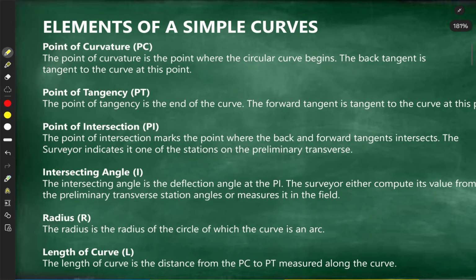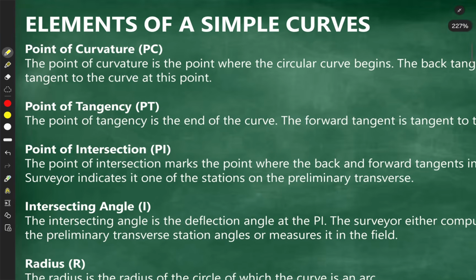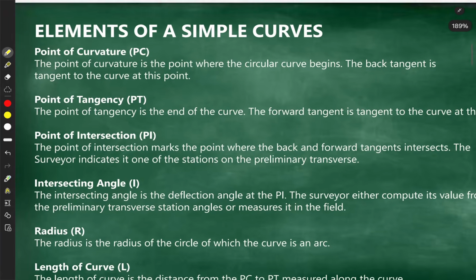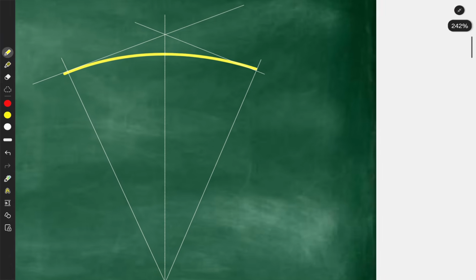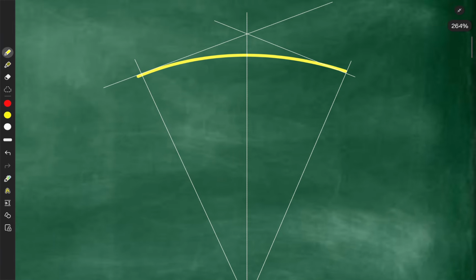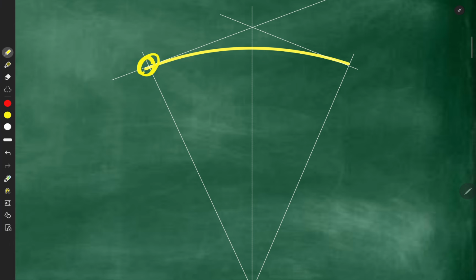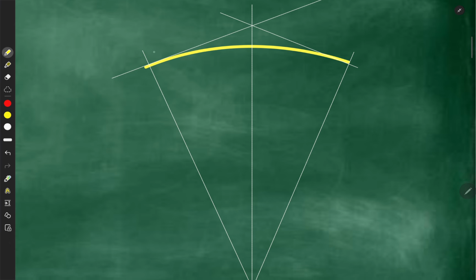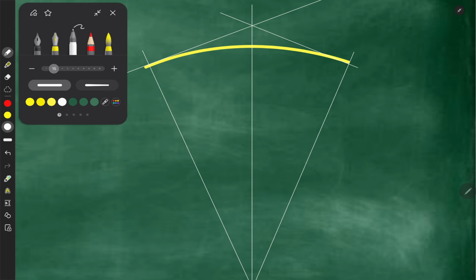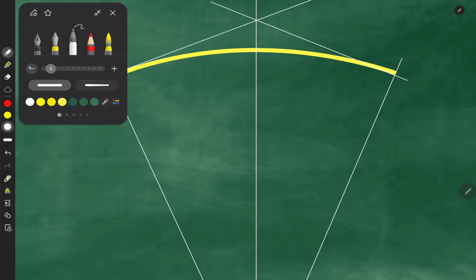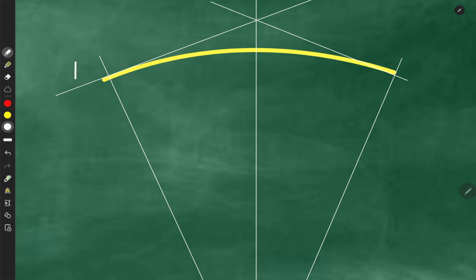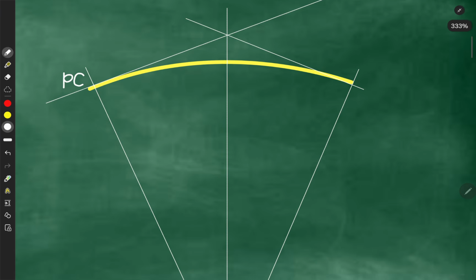So isa-isahin natin yung elements of a simple curve. First, we have this point of curvature. Point of curvature is the point where the circular curve begins. The back tangent is the tangent to the curve at this point. So let's say, for example, this is our simple curve. Again, point of curvature is the point where the circular curve begins. So yung PC natin ay ito. This is what we call our PC. This is our point of curvature.